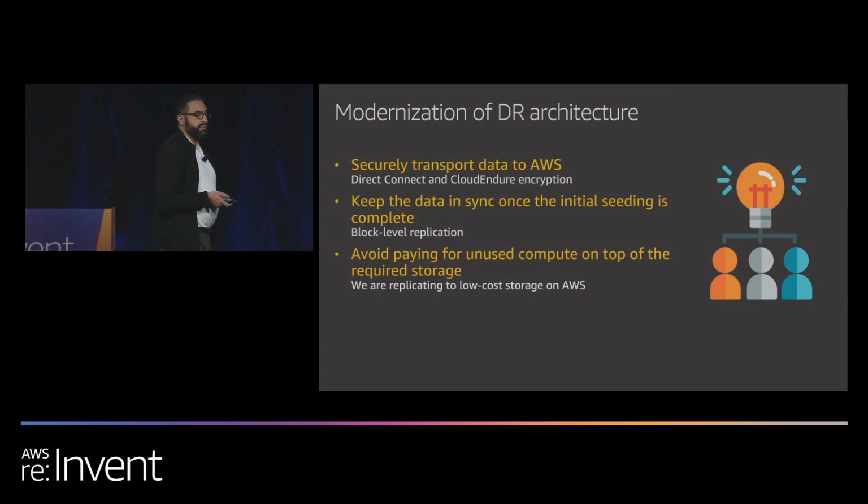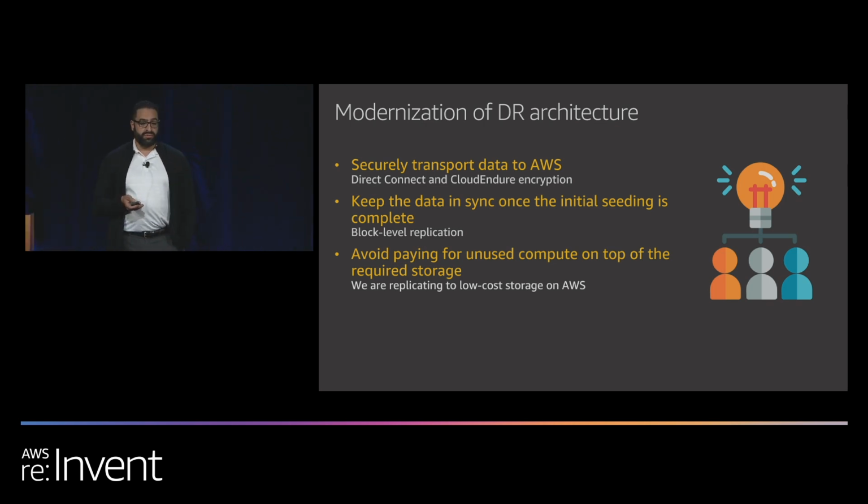Securely transport data to AWS. We use Direct Connect and CloudEndure encryption, which provided us AES 256 encryption in transport, and also provided encryption at rest. Keep data in sync once the initial seeding is complete.